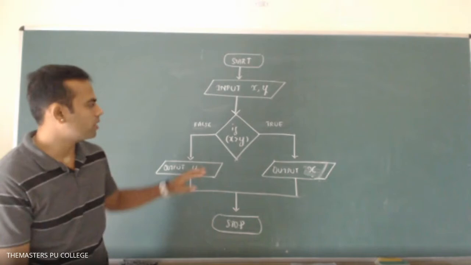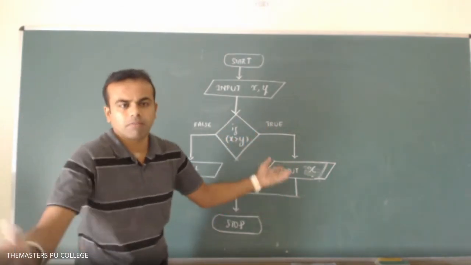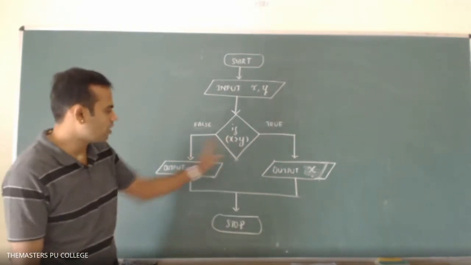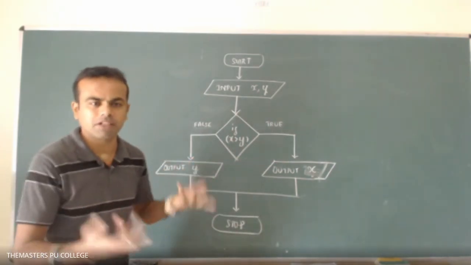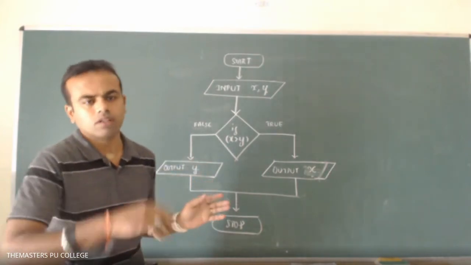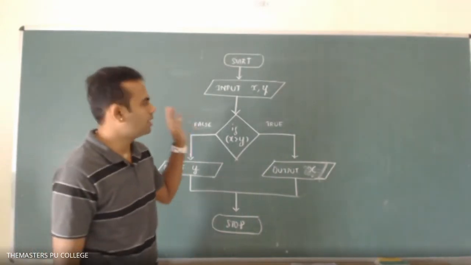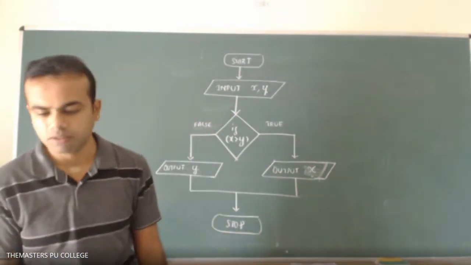Okay, this is the decision making symbol. If this condition is true, then the output will be x, nothing but the biggest number is x. If it is false, then the output will be the second number, that is y. So convert all the algorithms that you have written into a flow chart. Please write that down. And then I will solve the biggest of three numbers in the next concept.